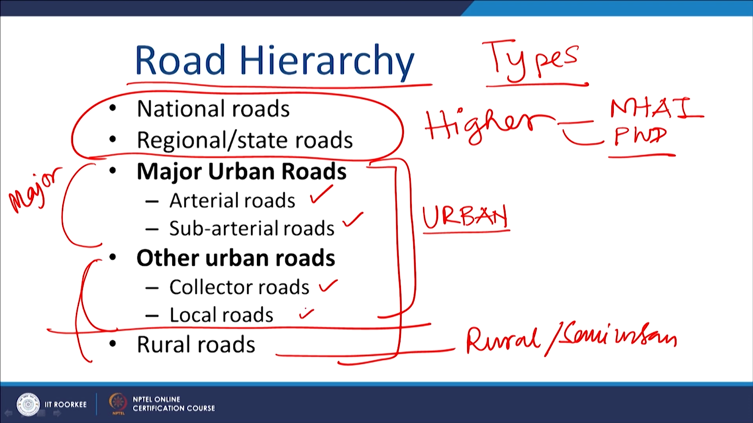Now, let us have a brief discussion on the categories of the road. Arterial roads and the subarterial roads are the larger roads. Usually it is a very wide road, and the objective of this road is to transport the people and the goods from one part of the city to another part. The term arterial came from the word artery in our body.